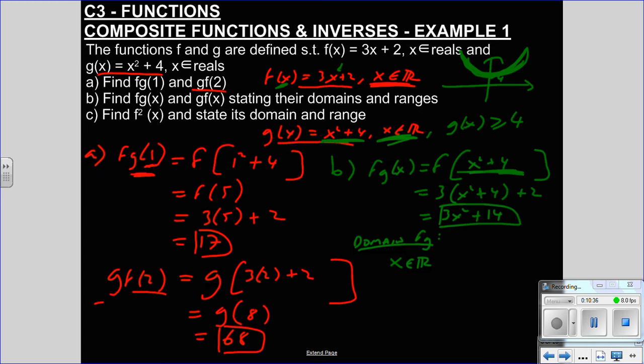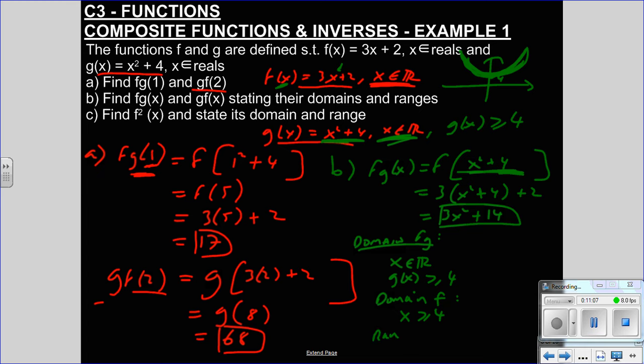So that means that the range of g of x is greater than or equal to 4. Therefore, the domain for f, then, when it takes that on, is x greater than or equal to 4. We don't have g's in there anymore. We're saying x is all the real numbers greater than or equal to 4. And then f takes that value then.